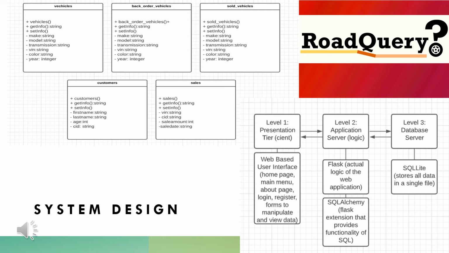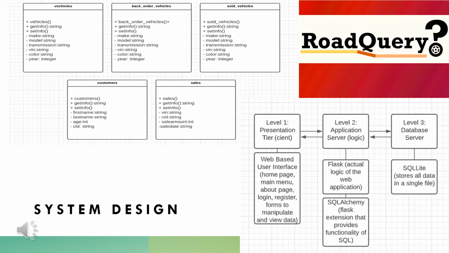We utilized an object-oriented decomposition, as it was clear to us how to represent the necessary components as objects and information and functionality each module must achieve. The submodules are as follows: vehicles, back-ordered vehicles, sold vehicles, customers, and sales. Each of these modules contains data that can be obtained and manipulated.